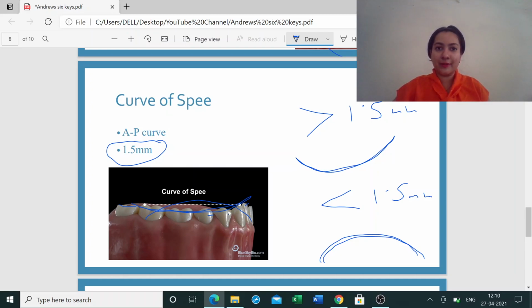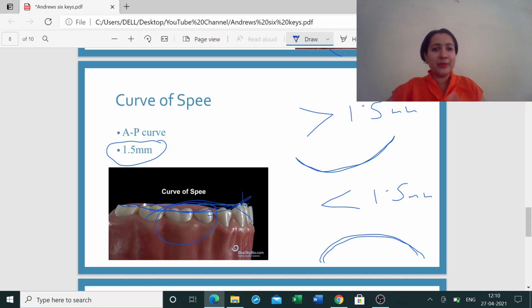It has to be corrected. And how can we correct a curve of Spee? If from the figure you can make out, if this is the horizontal line, right? If you want to correct the curve of Spee, either you extrude your posterior teeth or intrude your anterior teeth. Correct?